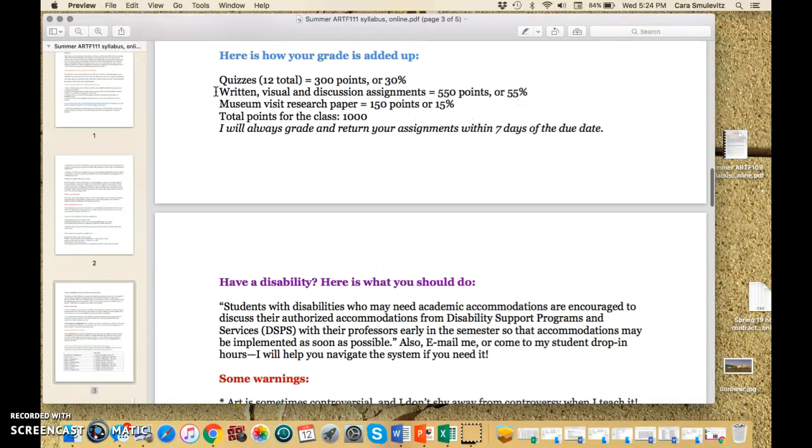Here's how the points work. So you've got quizzes, as I mentioned, for each lesson. They're 300 points, so that's 30% of your grade. You've got those assignments each week. Those are 55% of your grade. Then you've got that museum research paper at the end, that's 15%, and it all adds up to 1,000.